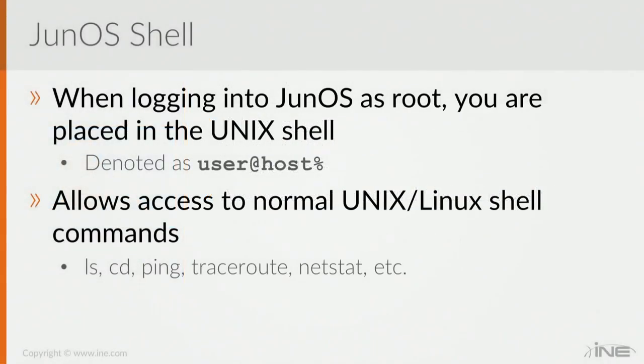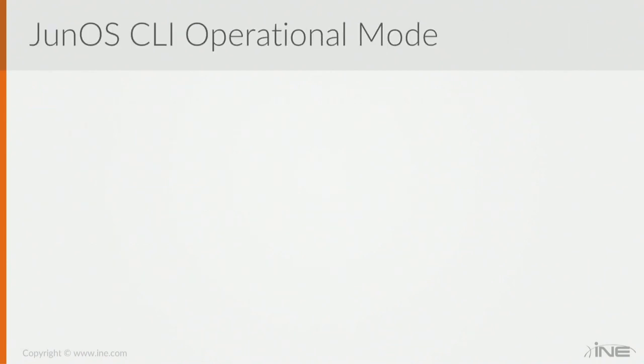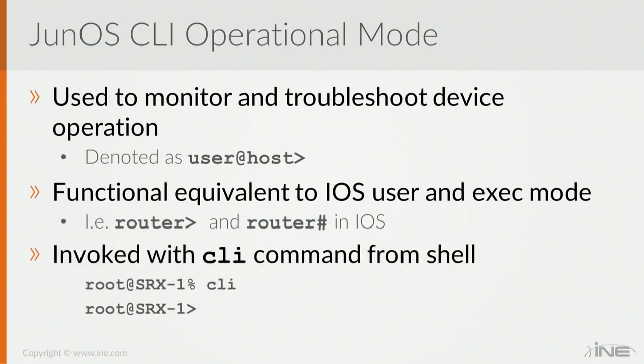Now, from our point of view, we're mainly going to be focusing on the CLI, not the Linux that's running underneath behind the scenes. So once we get into the shell, the next thing that we're going to do is simply to issue the CLI command. This is going to start the command line interface. Now, as I mentioned, there's 2 different modes for accessing the CLI in Juniper. We have what's called the operational mode, and we have the configuration mode.